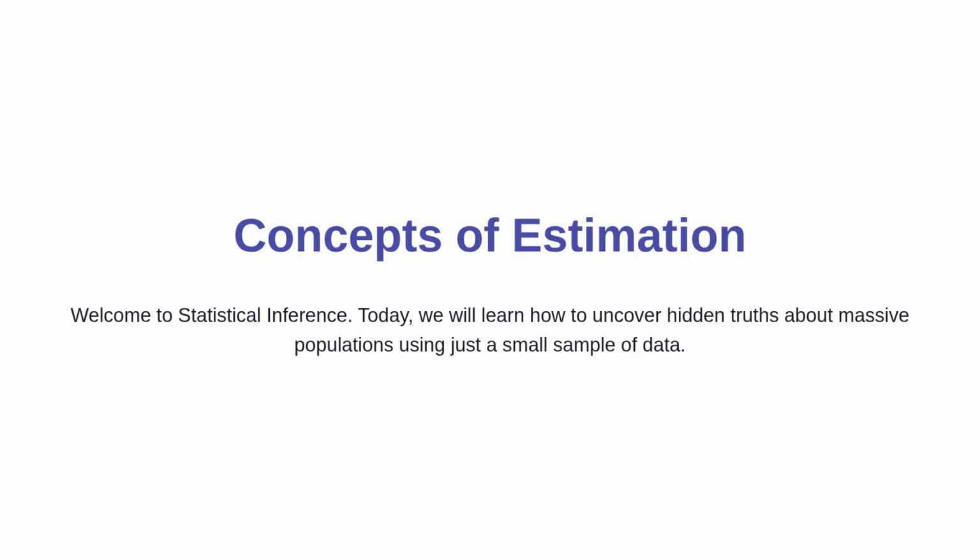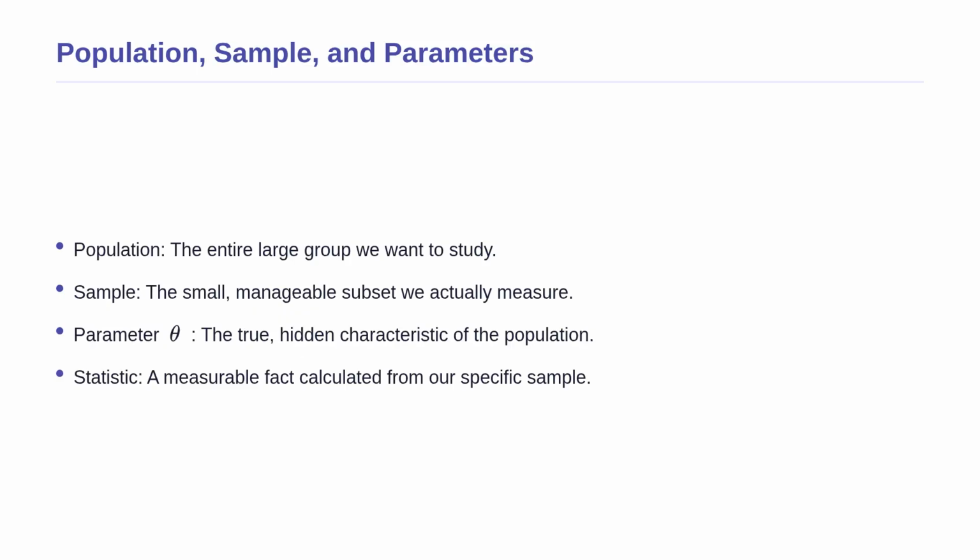Let us dive in. To understand estimation, imagine you are cooking a massive pot of soup for a party. You cannot drink the whole pot to check the salt. Instead, you taste one spoonful. In statistics, that entire pot is our population, and the spoonful is our sample. The true saltiness of the whole pot is a hidden fact we call a parameter, usually represented by the Greek letter theta. Because checking every item is impossible, we use the sample saltiness, called a statistic, to make a highly accurate guess about the whole pot.